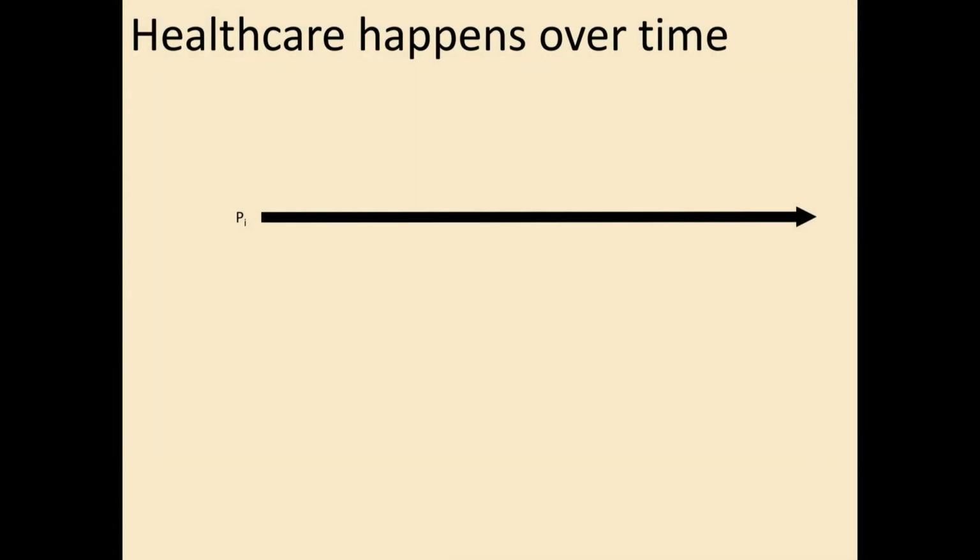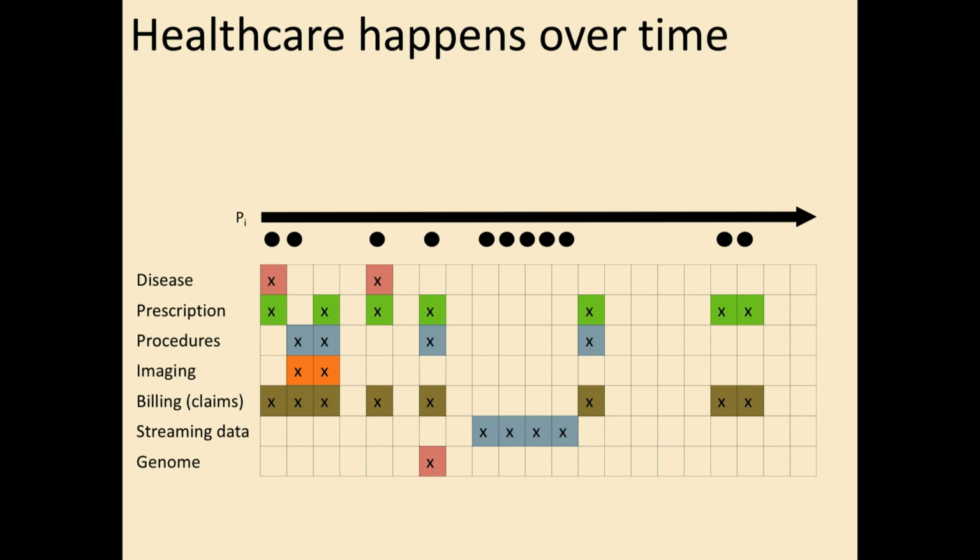All right, so healthcare happens over time. It's probably the most important thing to remember. Most of the times, what is shown to you are snapshots in time. So imagine a patient timeline, and then some stuff happening. So each black dot is something happening to them, having the flu, breaking a leg, whatever. And then you'll have some recording of it about what disease they had, what prescriptions were given to them, procedures, imaging, billing, streaming data if they were in the ICU at some point.